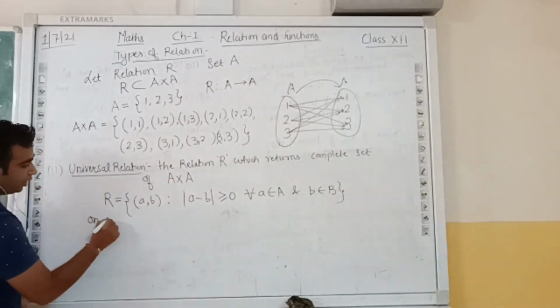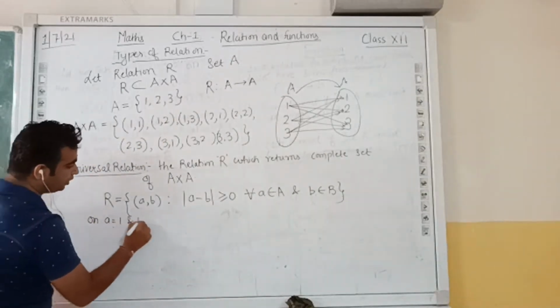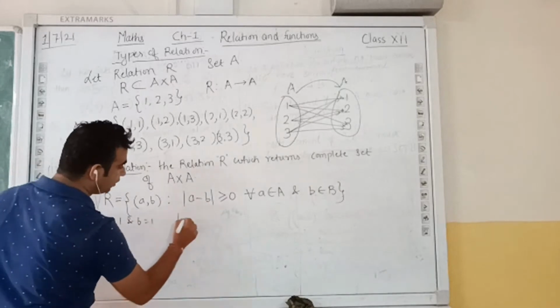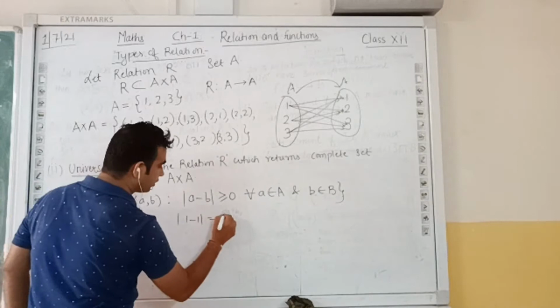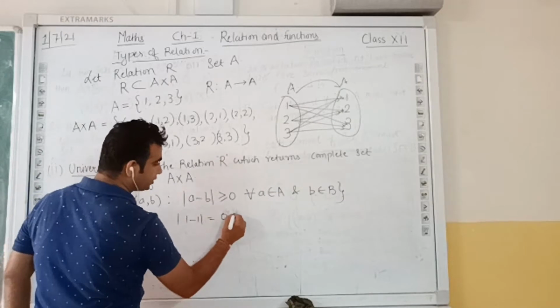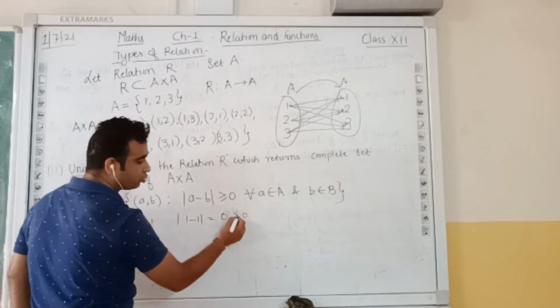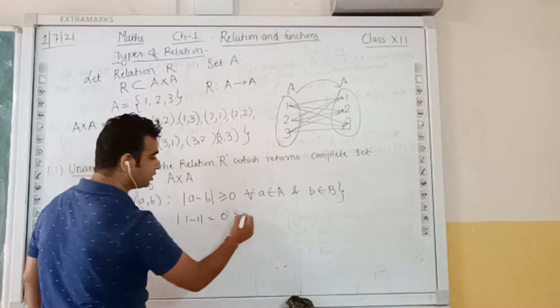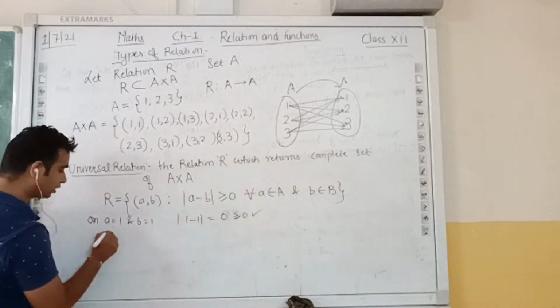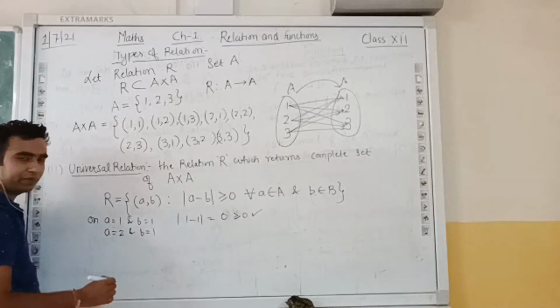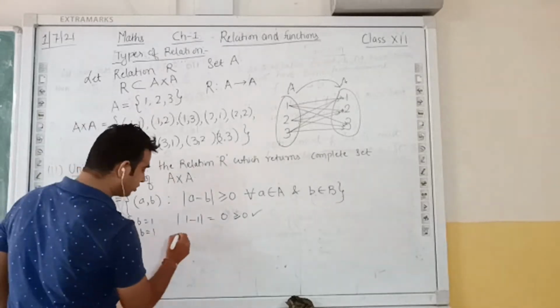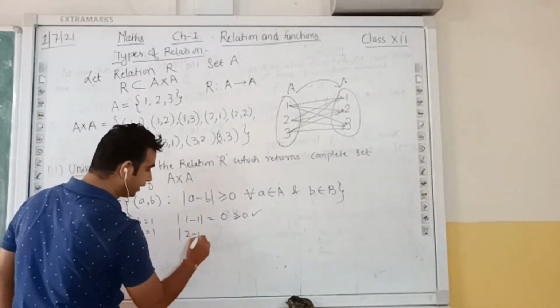Suppose I put A equals 1 and B also equals 1, so we get mod of A minus B, that means 1 minus 1, equals what? It is equal to 0, and 0 is greater than or equal to 0. Here we have the equal to sign, so the condition is satisfied. Suppose I take A equals 2 and B equals 1, then the mod I will write, 2 minus 1.